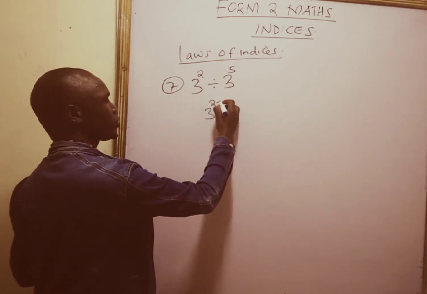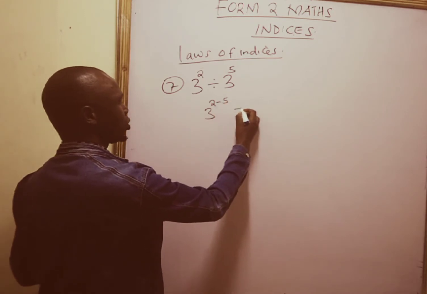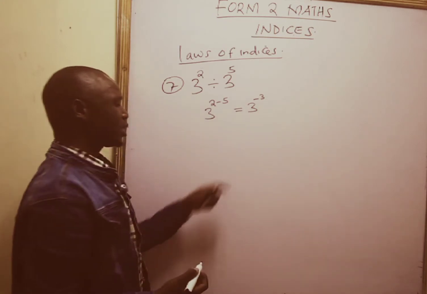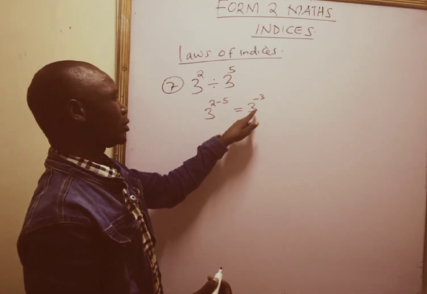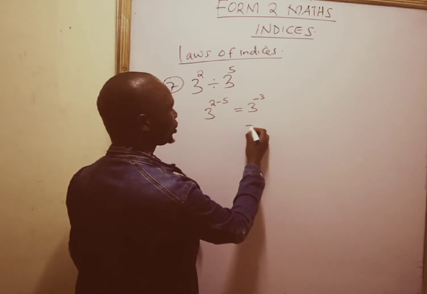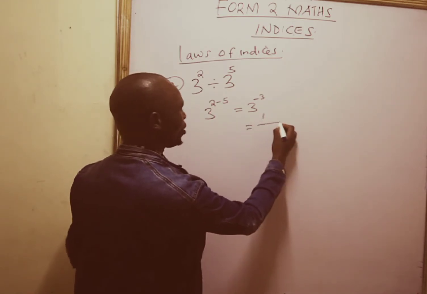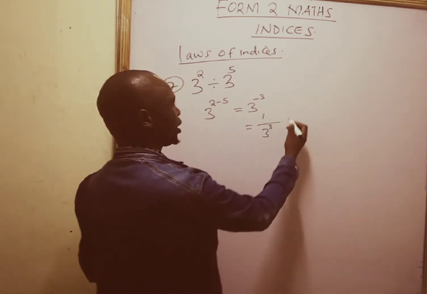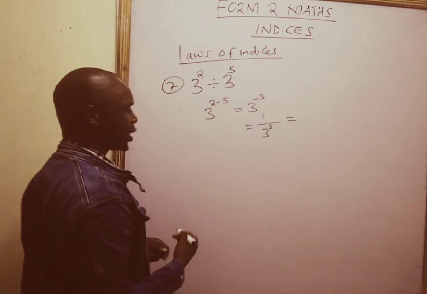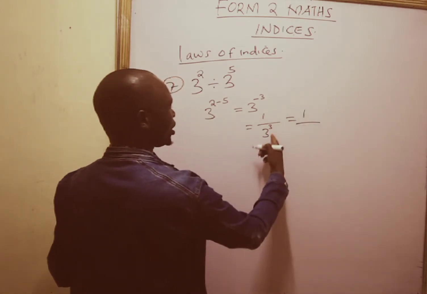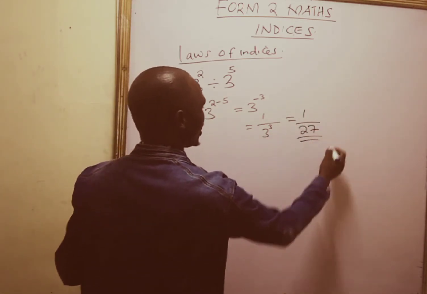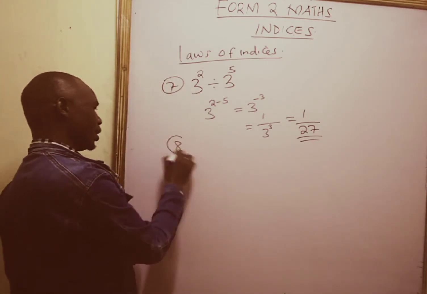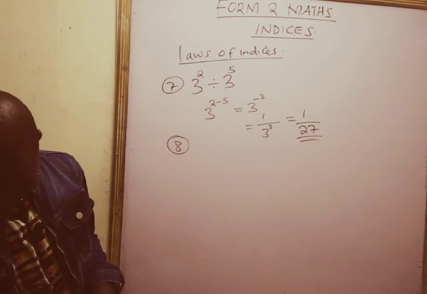That is, we are going to have 2 minus 5, which is going to give us 3 raised to power negative 3. And this negative here means the reciprocal of 3 power 3, which is going to be written as 1 over 3 raised to power positive 3. And this one is going to simplify down to 1 over 3 power 3 gives us 27, and that becomes the answer to this.